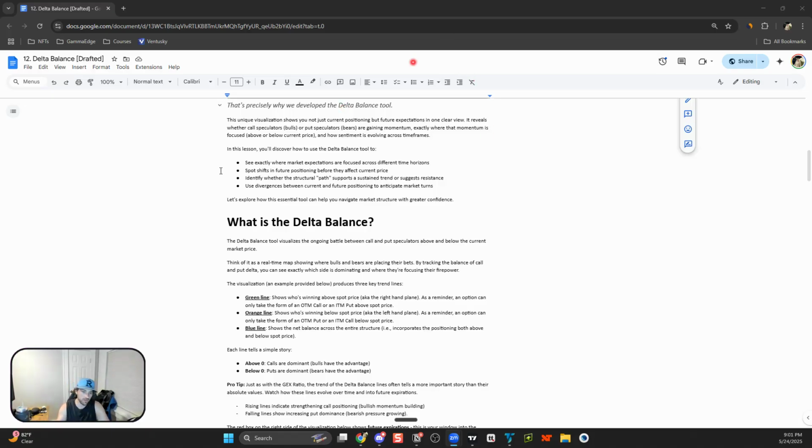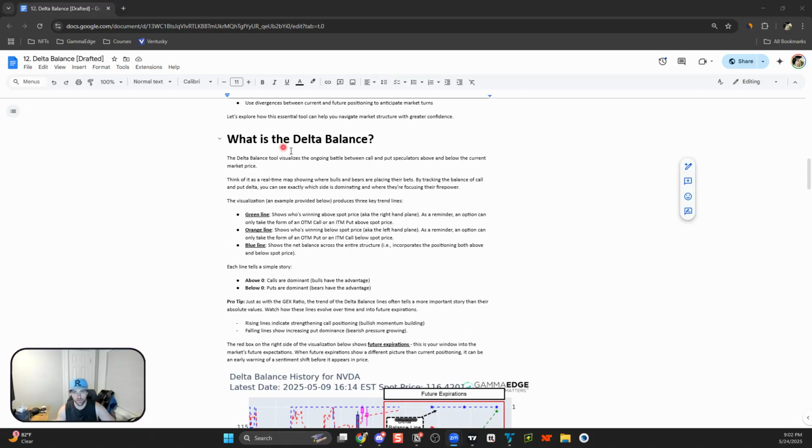So in this lesson, you'll discover exactly how to use the delta balance tool to see exactly where market expectations are focused across different time horizons, spot shifts in future positioning before they impact current spot price, identify where the structural path supports a sustained trend higher or suggests resistance, and use divergences between current and future positioning to anticipate market turns. So with that, let's explore how this essential tool can help you navigate market structure with greater confidence.